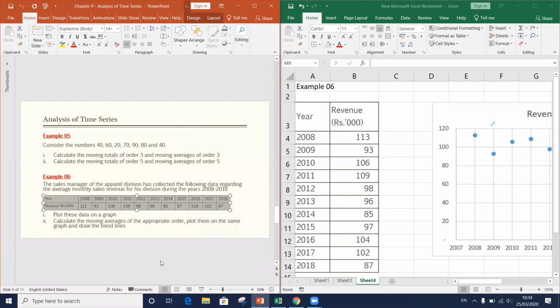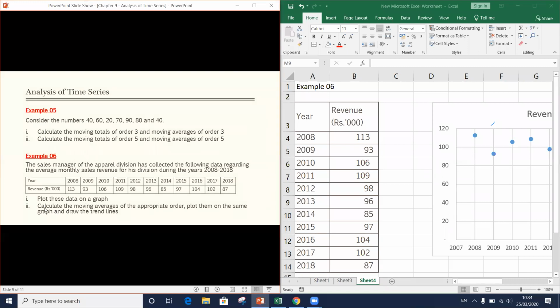Then what it asks for is calculate the moving average of the appropriate order. Plot them on the same graph and draw the trend line. So using the moving average method, we need to draw the trend line. That is what they ask for.